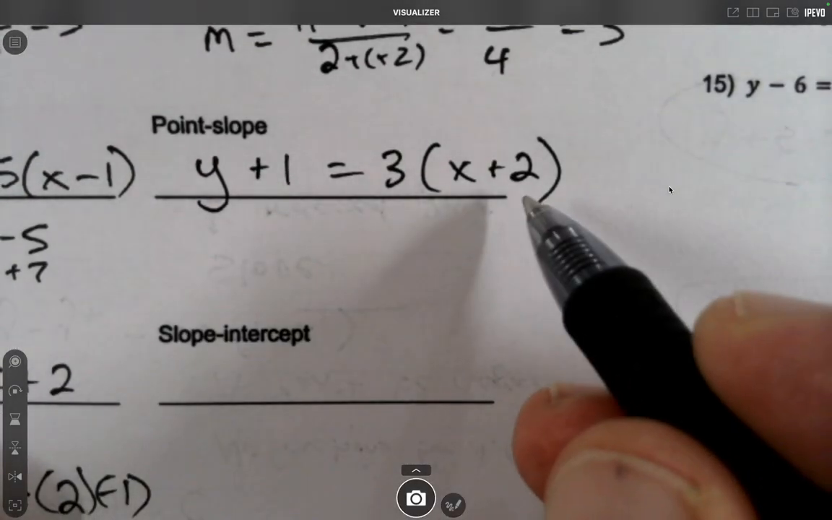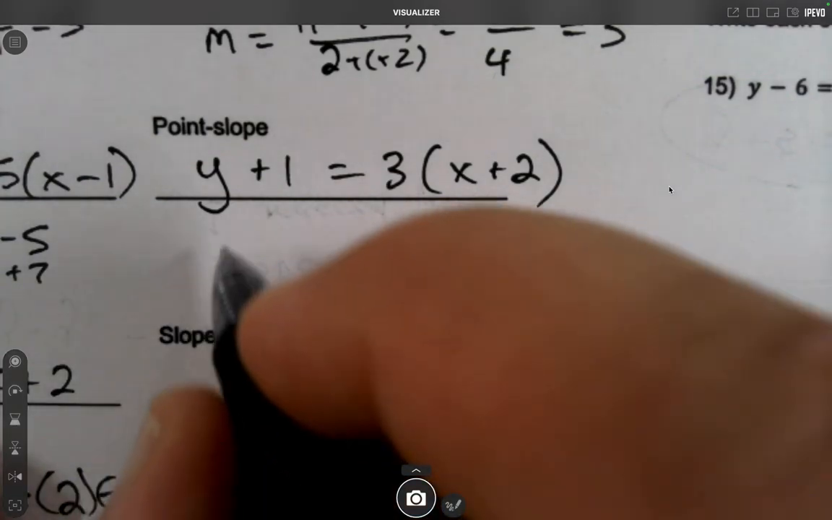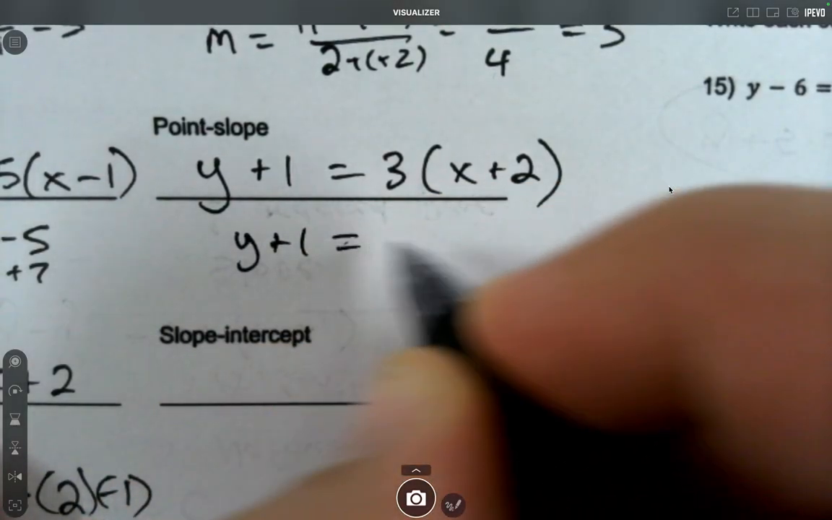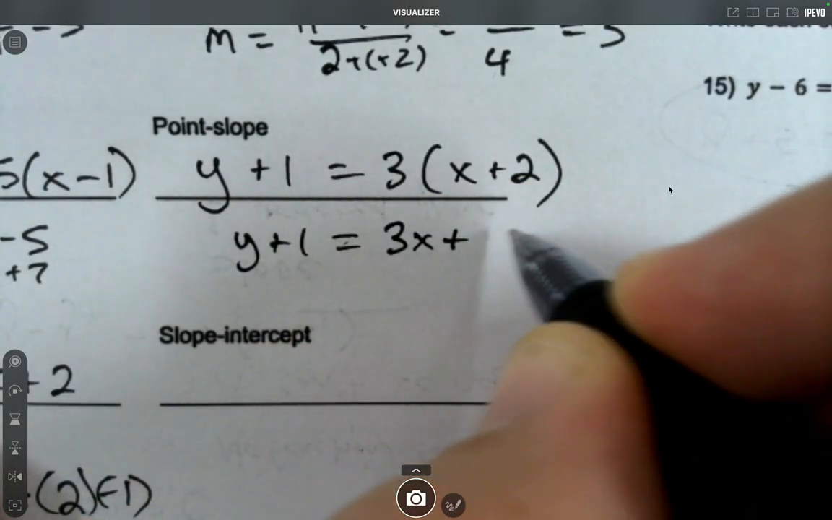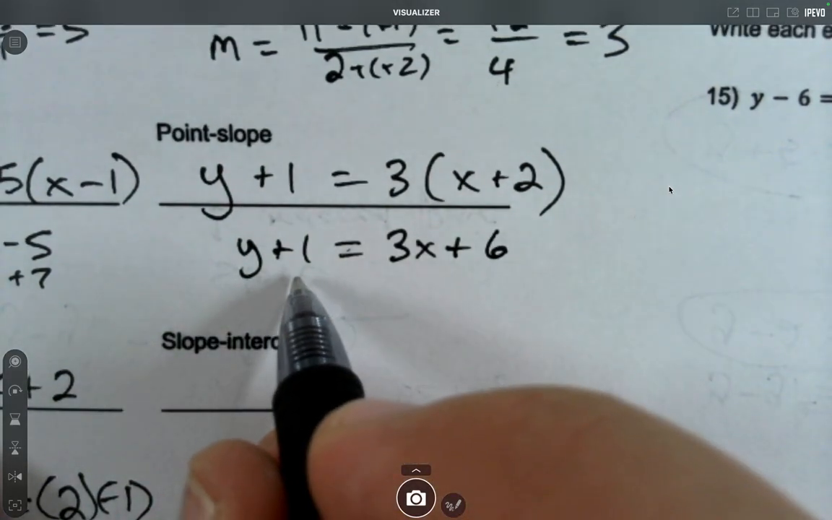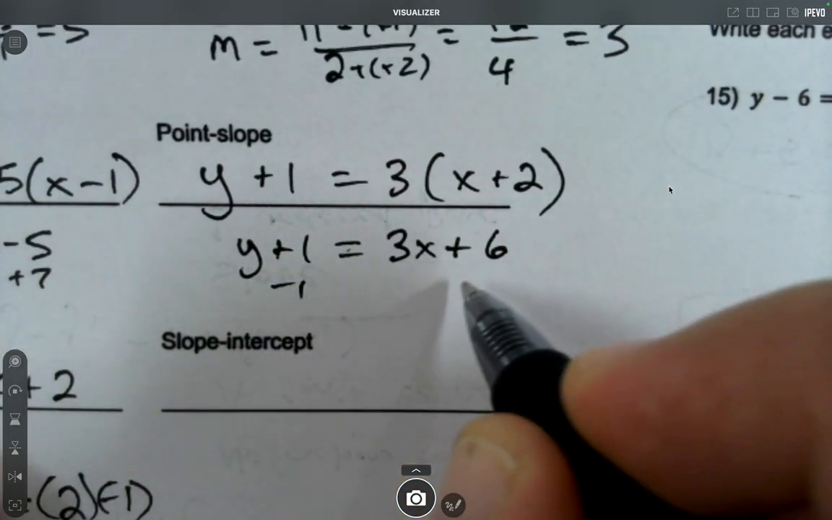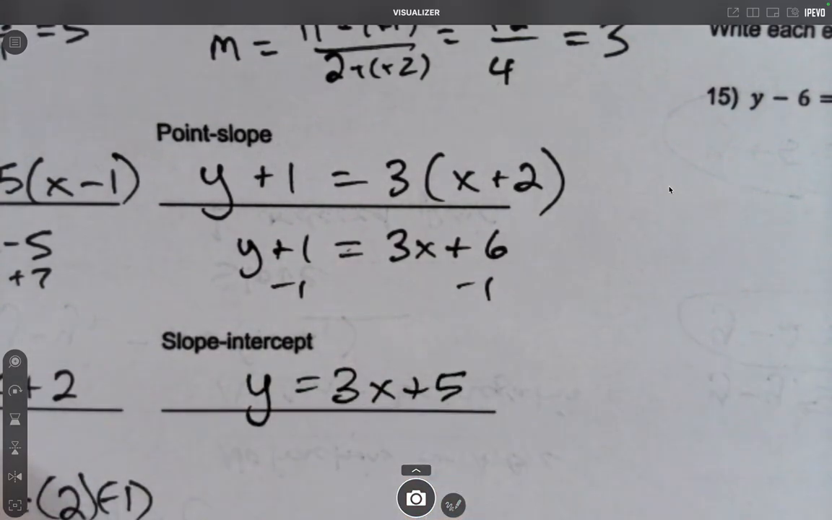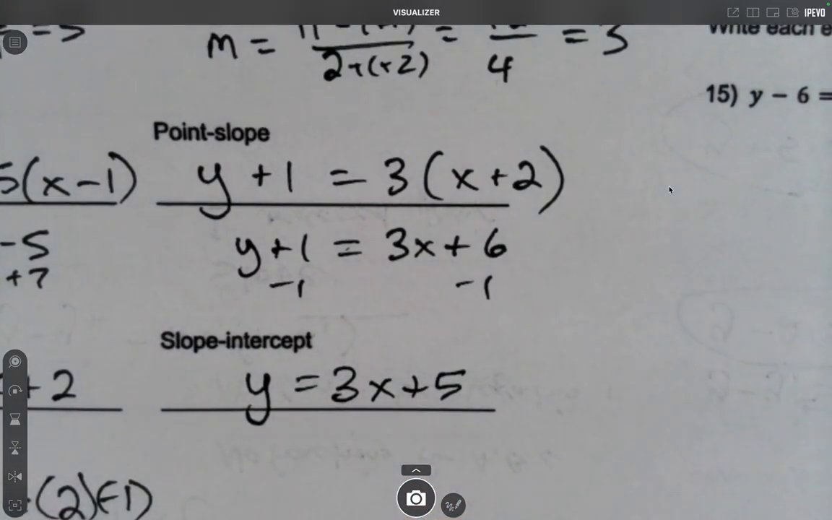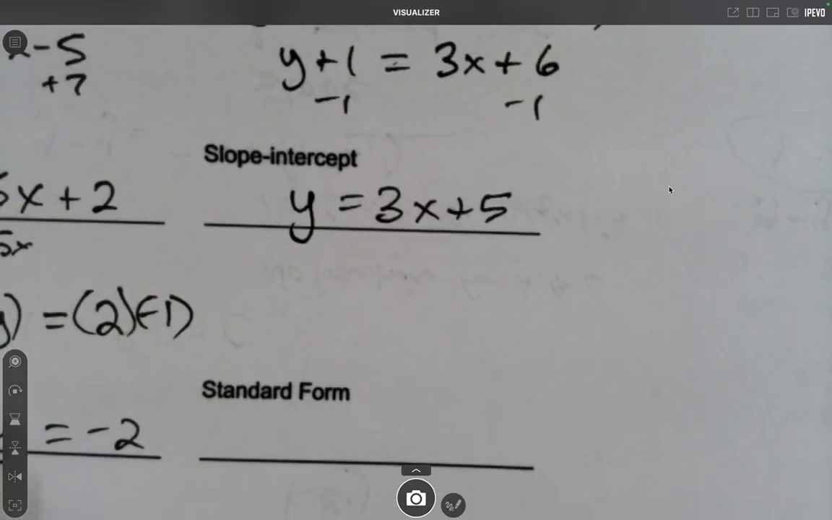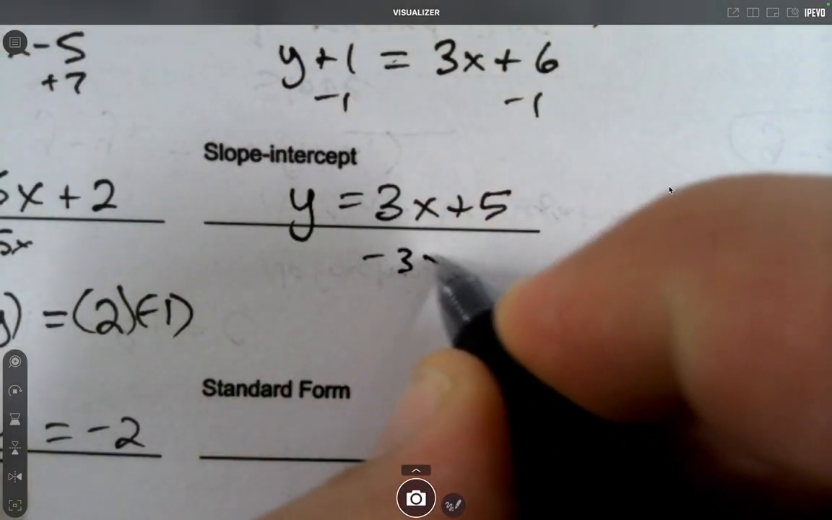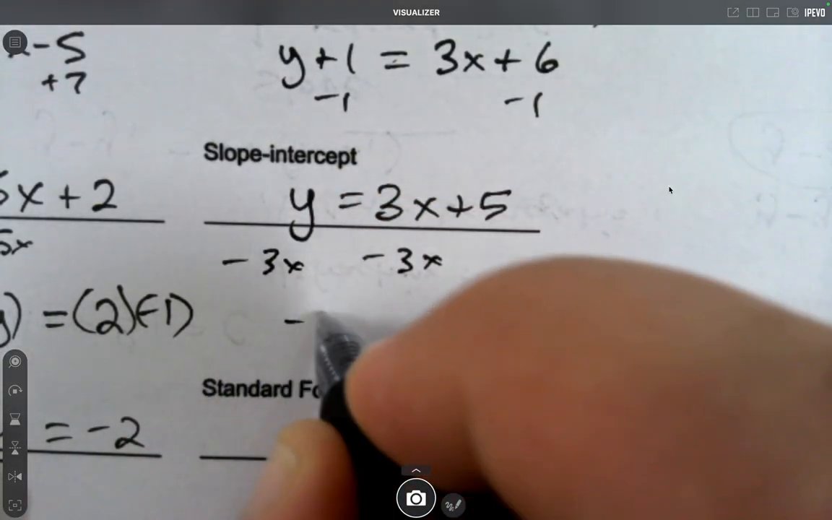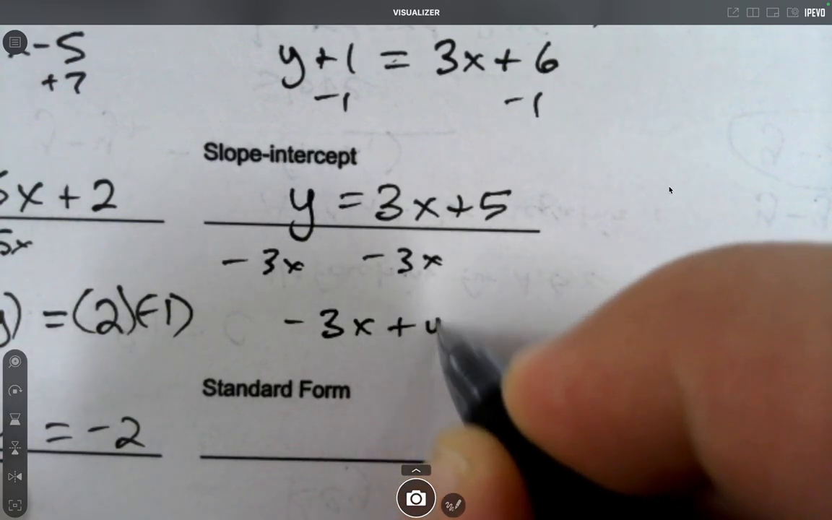And the steps from point slope to slope intercept are the same every time. Distribute the slope through on the right side, and then add or subtract this constant to get the y by itself. So we get y equals 3x plus 5. Then, to get the standard form, we'll want to subtract the 3x over to this side, so it's on the correct side, and we'll put it in the correct order.